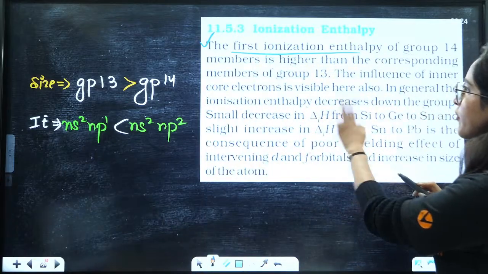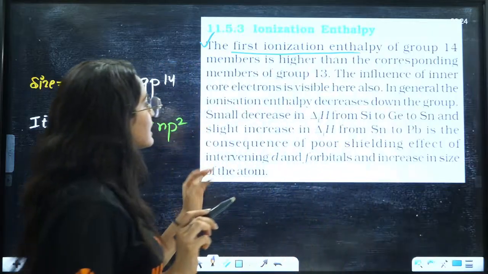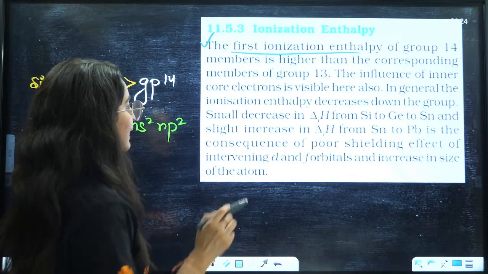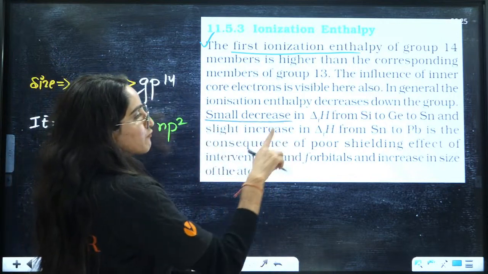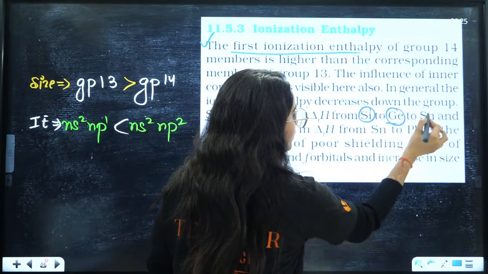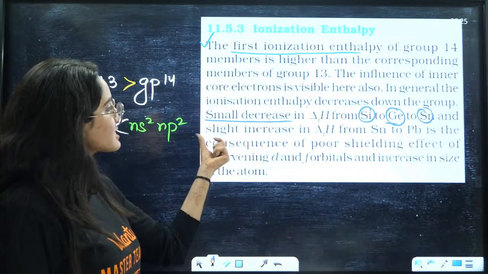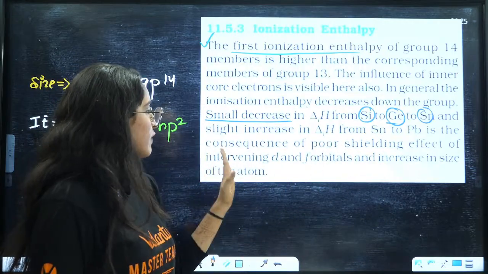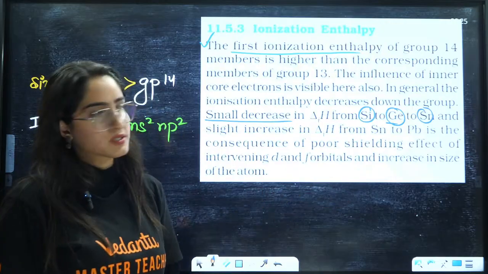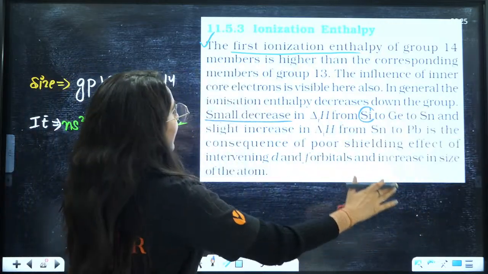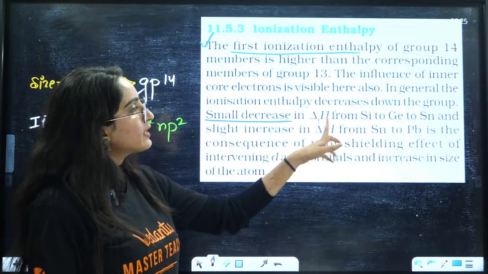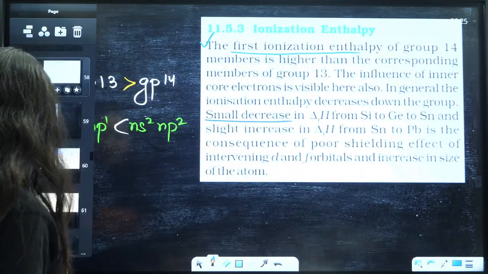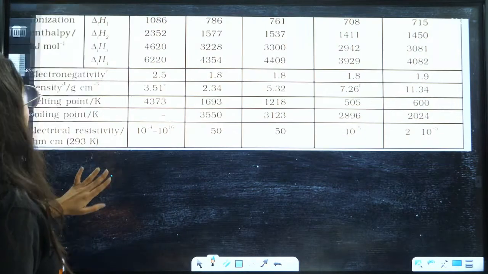Now, the influence of inner core electrons is visible here also, right? In general, the ionization enthalpy decreases down the group. This is in general, we know that. There is a smaller decrease from silicon to germanium to tin and a slight increase from tin to lead, which is the result of the poor shielding effect of d and f electrons offsetting the increase in size. Let us see the table again. Where is your ionization energy? This is the ionization energy.